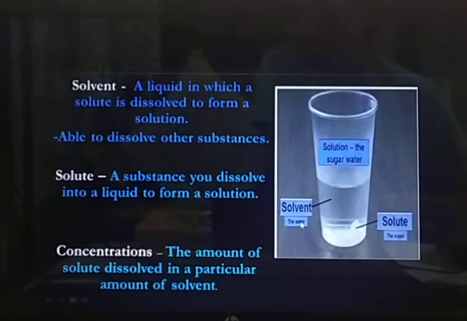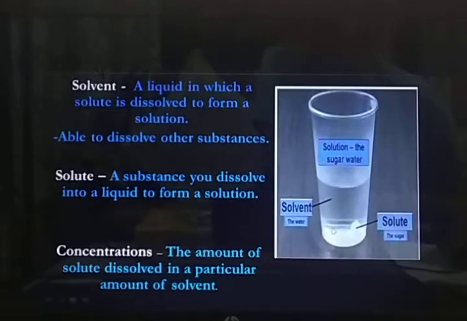So the liquid in which a solute is dissolved to form a solution is called the solvent, and the solute is the substance we dissolve into a liquid to form a solution.